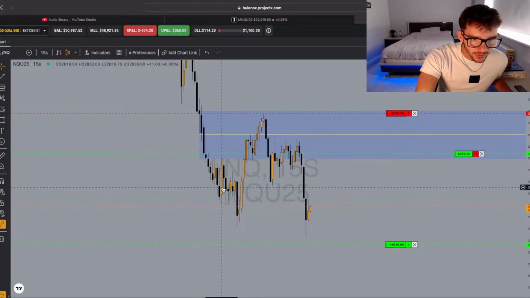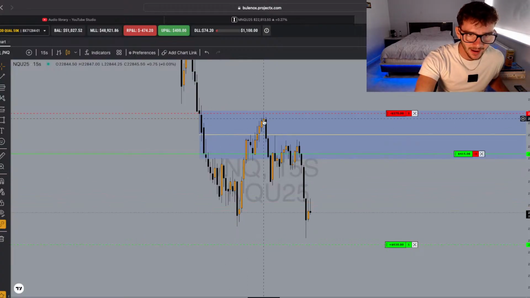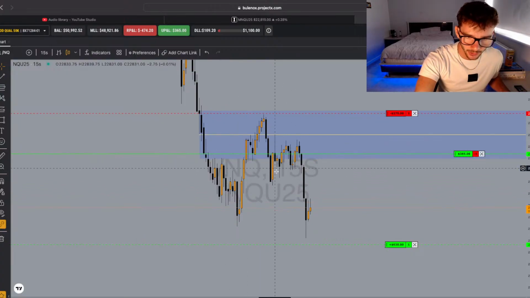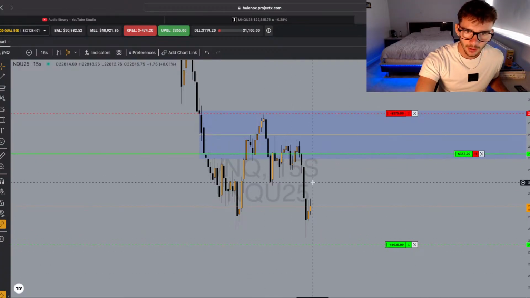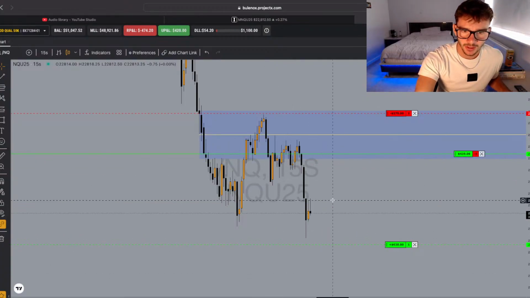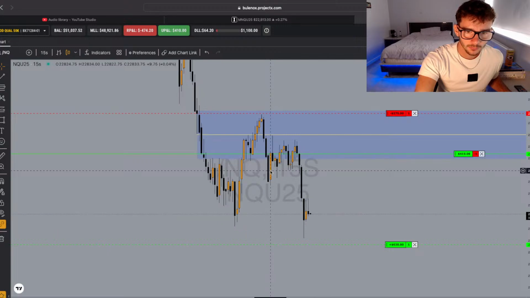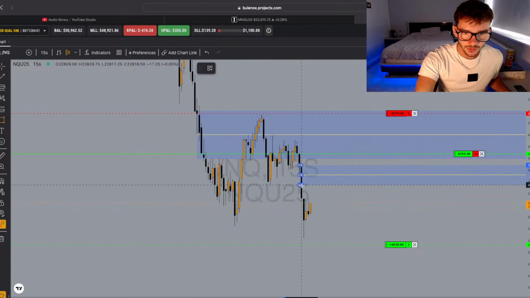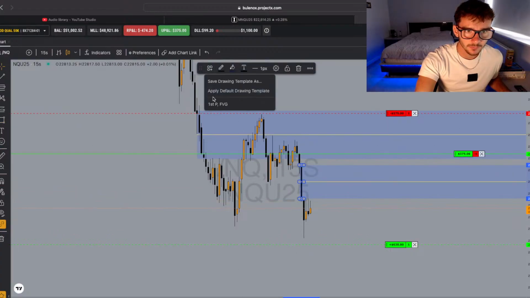Yeah, this first setup here wouldn't have been 2022 model-esque, but that absolutely is a 2022 model just on the 15-second chart. And so far that's the trade that's played out. Obviously not to jinx anything. Right now I'm watching this fair value gap here.